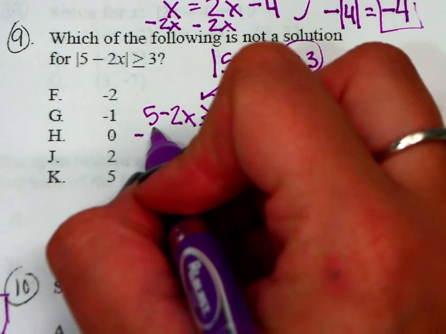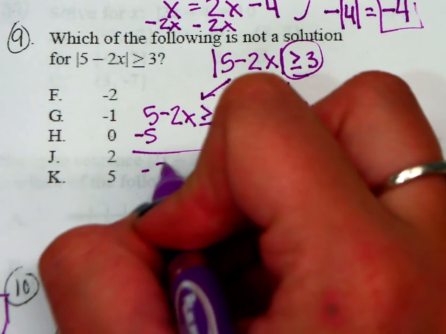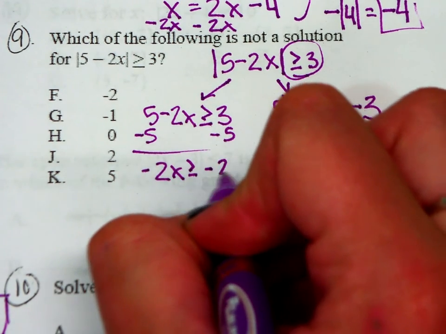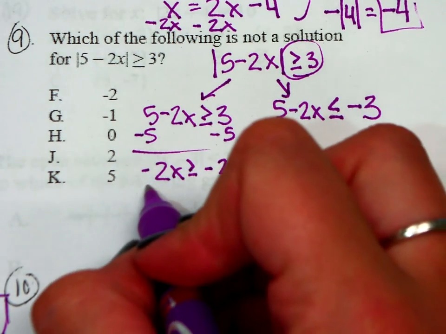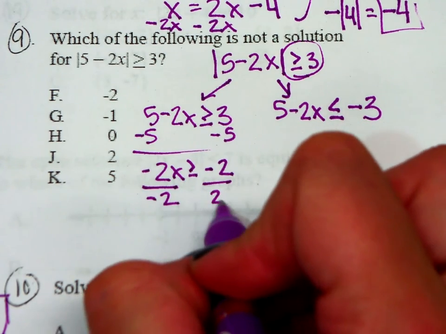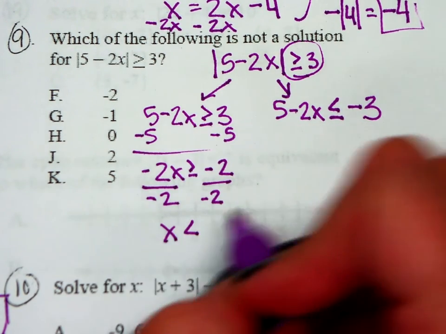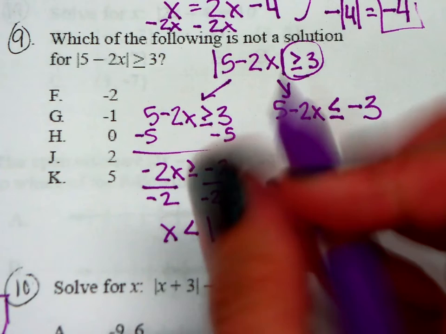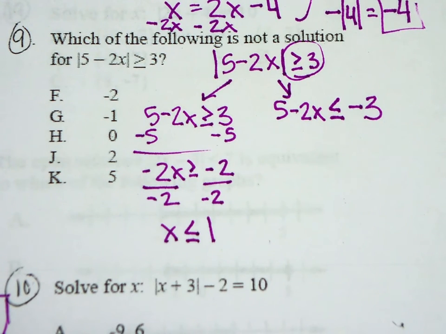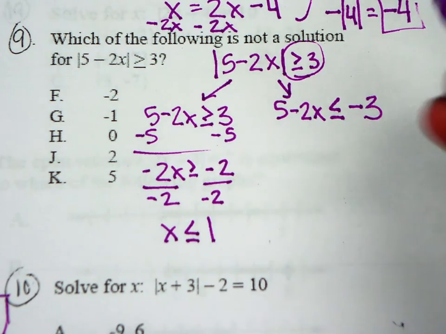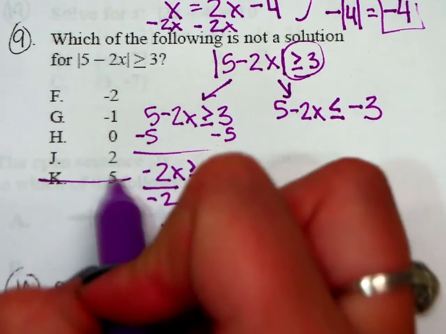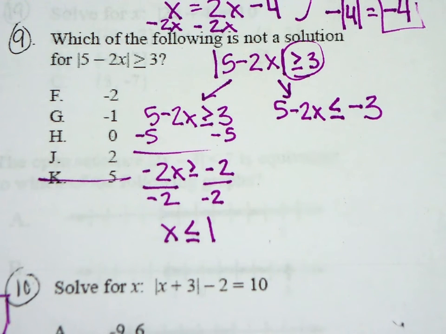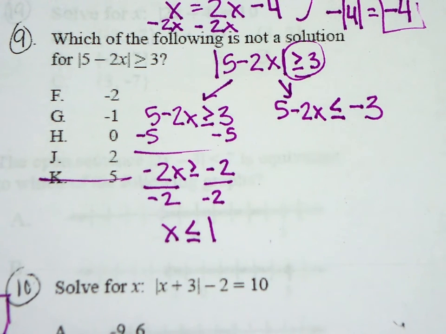So I'm going to subtract 5 from this side. Get negative 2x is greater than or equal to negative 2. I'm dividing by a negative here. So when I do that, I have to flip the inequality. So I get x is less than or equal to 1. So my answer could be less than or equal to 1. Okay, which basically is all these numbers but K, in this case.